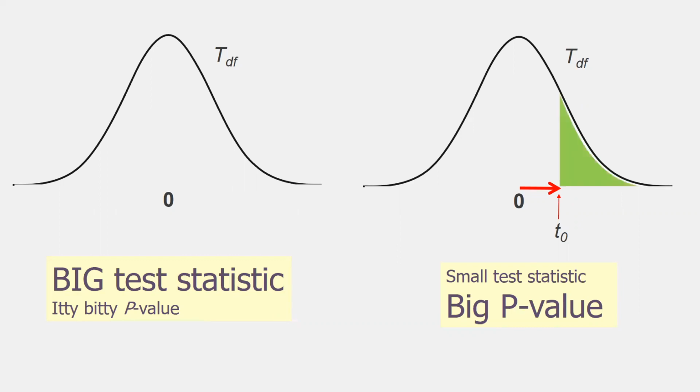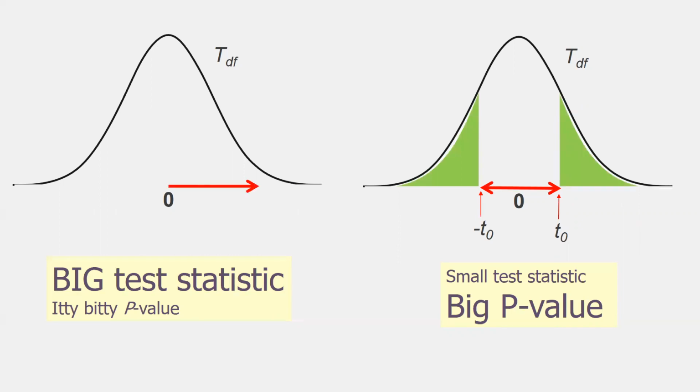If it's not very big, then we're going to have quite a large p-value because the p-value comes from that tail proportion and we're not pushing far enough out into the tails. And for a two-sided, you go both ways and you get a big p-value. So small test statistic, big p-value. And so the reverse is true as well.